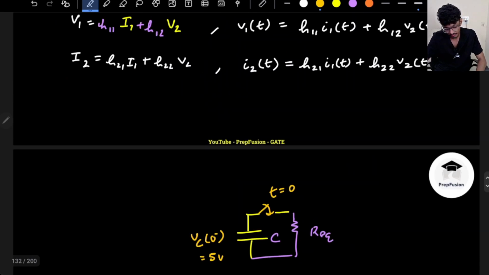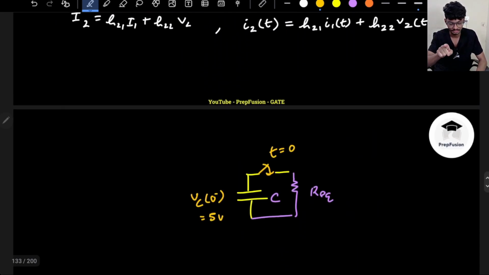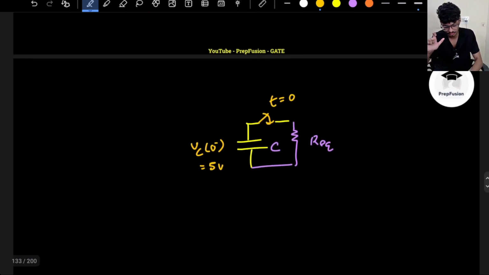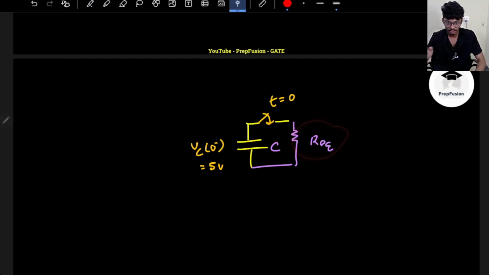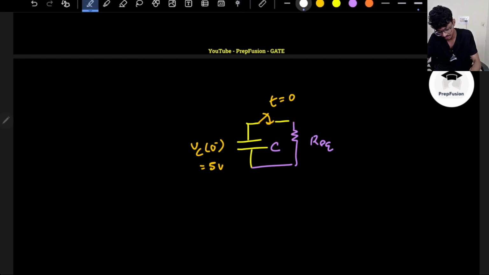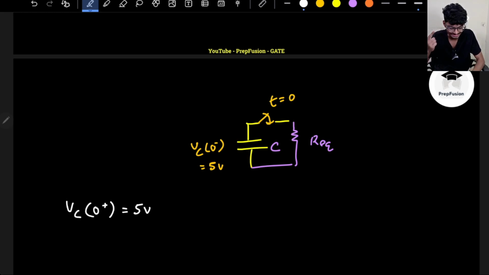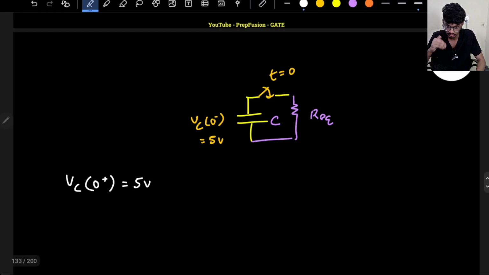After closing the switch, what will happen? I know you have studied transients. Instantly a current will be generated, that is 5 divided by R equivalent, and that will flow through the resistor, and a drop will happen, and the capacitor will discharge through the resistor. So what is the initial value of the voltage? The initial value, Vc(0+), will be 5 volts, because the capacitor will not change its voltage instantaneously. So this is a simple transient. Then it will go down to 0.